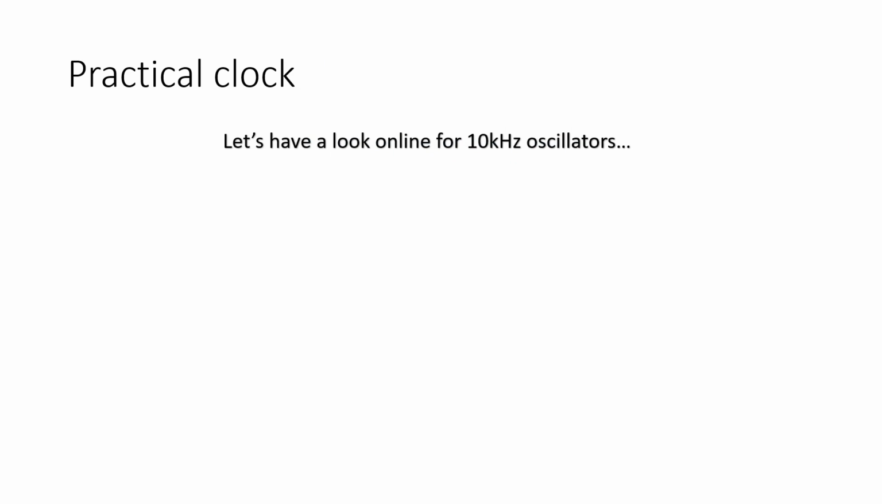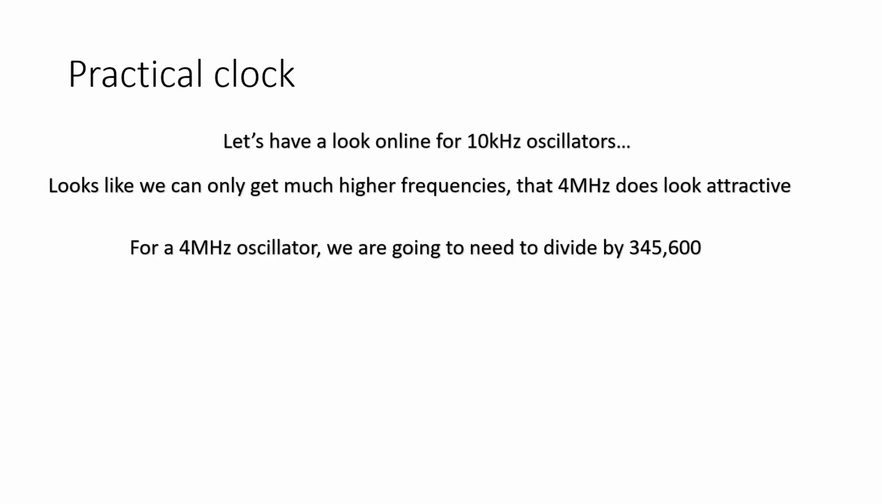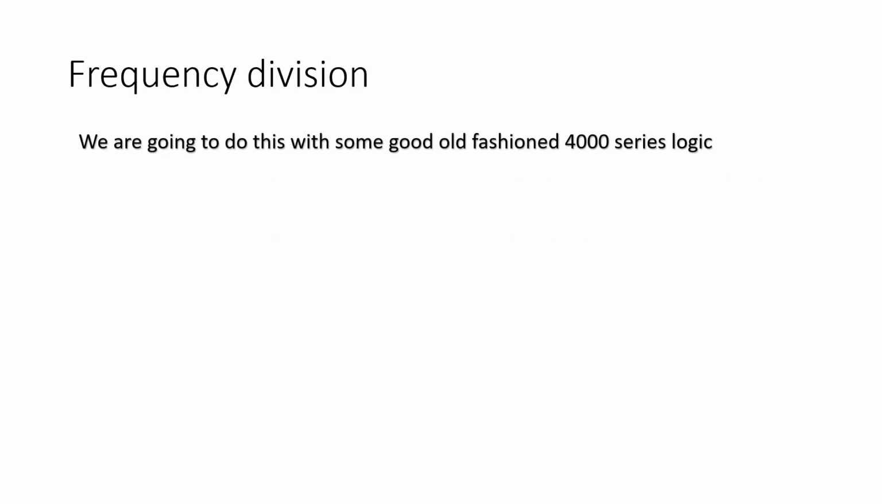So for the 4 megahertz frequency we're going to be going for, we're going to have to divide by 345,600. There's several ways you could do this, but what we're going to do is use some good old-fashioned 4000 series logic chips, mostly because I have lots of them available.